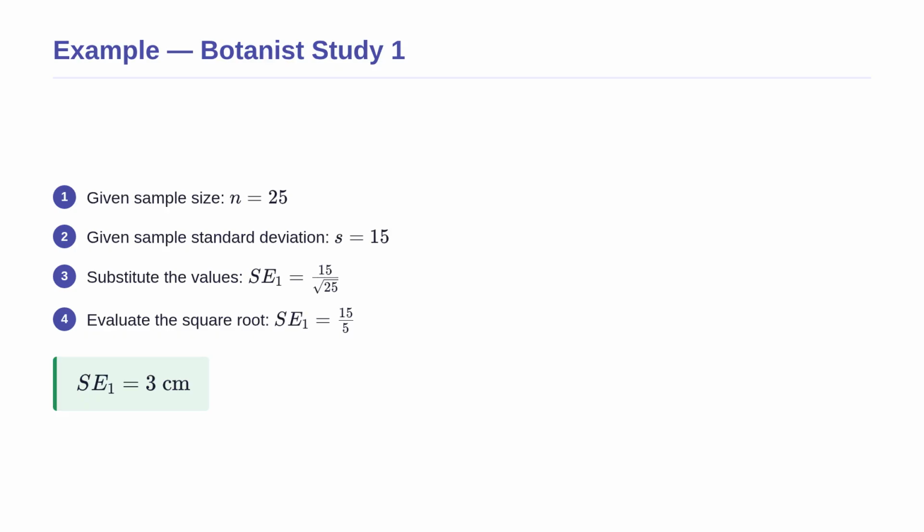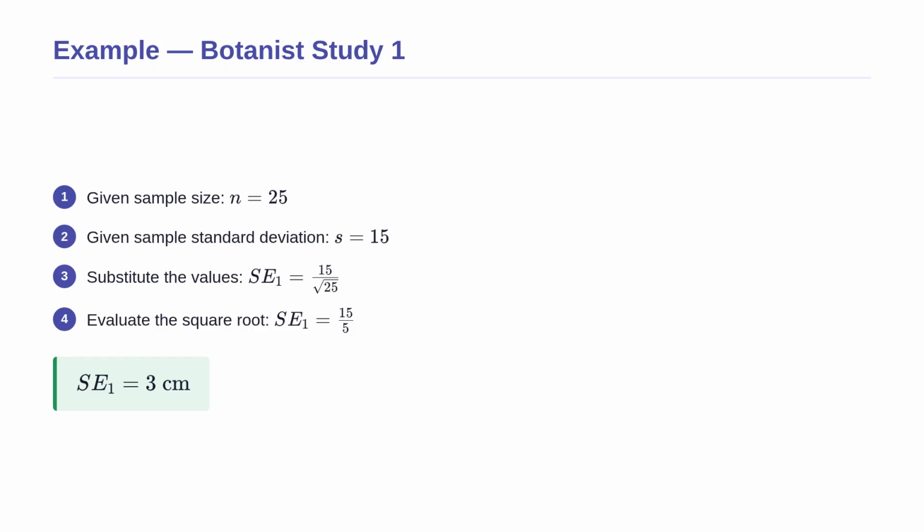Having seen how to calculate the error once, let us look at another example to understand the power of increasing sample size. A botanist is measuring the heights of a specific species of medicinal plant. In his first study, he measures 25 plants and finds a standard deviation of 15 centimeters. We want to find the baseline uncertainty for this smaller study.